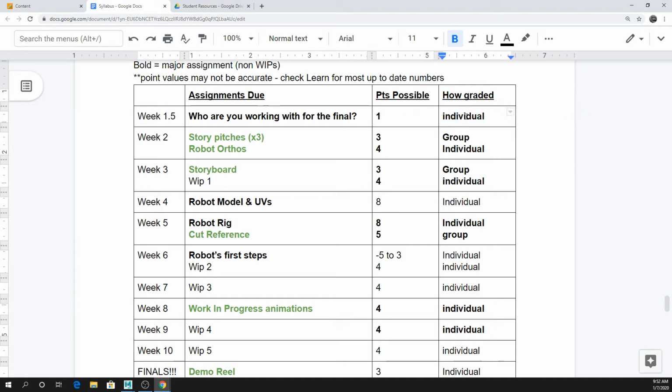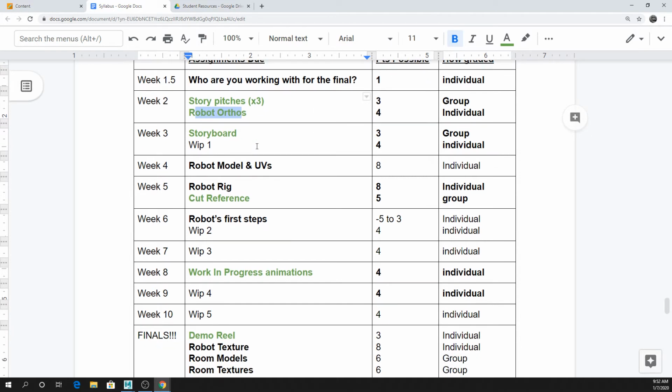So like individual assignment, story pitches are going to be a group project because it's a group project for your final, that kind of thing. I'll try to keep this up to date. It should be good to go right now, except the robot orthos should not be in week 2. But hopefully this is helpful. If you're ever wondering what an assignment is or when things will be due, you can always look at this to figure things out.